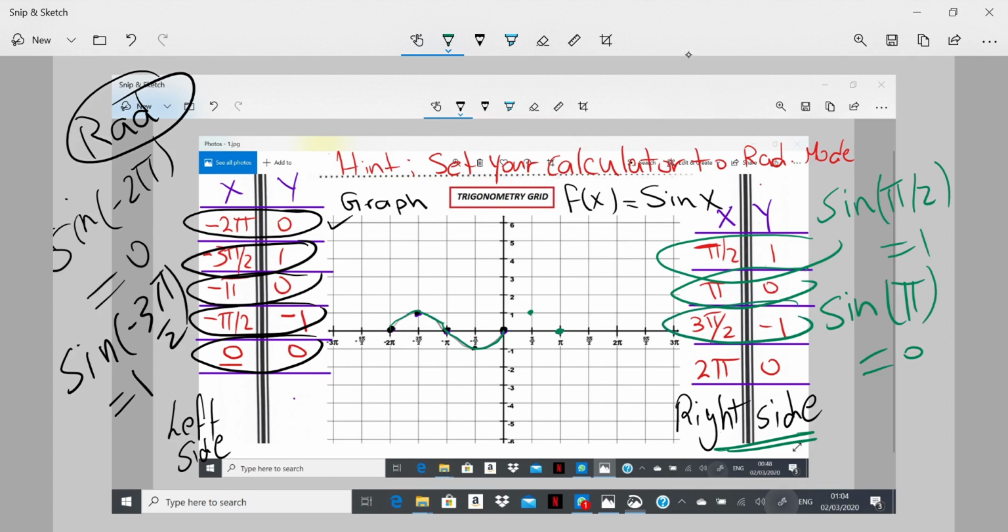And for 3 pi over 2, sine 3 pi over 2 equals negative 1. This point. And finally 2 pi and 0. That point. Okay. So we're going to graph it this way. So this is the graph of sine x using the trigonometry grid.